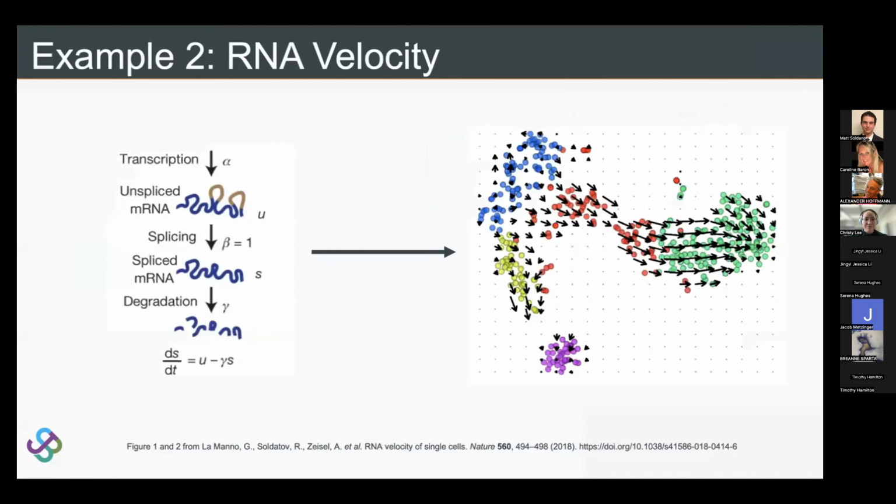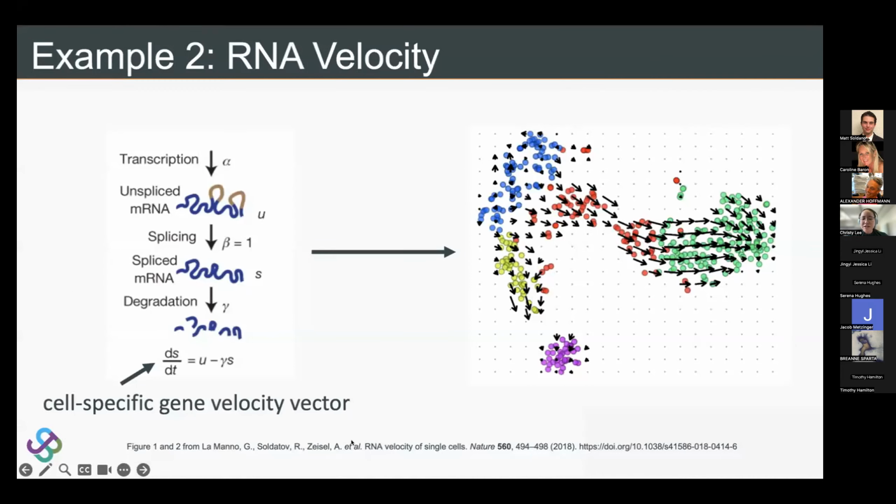These are some figures from the scVelo paper. Here's again the transcription going to unspliced, then spliced. What RNA velocity will predict is a cell-specific gene velocity vector. So each cell gets a specific velocity vector, which is very high dimensional. But when it comes to visualization, especially when you're using something like t-SNE or UMAP, as most people do, we can't visualize this very high dimensional velocity vector.